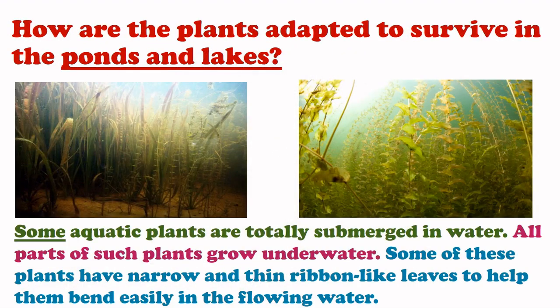How are the plants adapted to survive in the ponds and lakes? Some aquatic plants are totally submerged in water. All parts of such plants grow underwater. Some of these plants have narrow and thin ribbon-like leaves to help them bend easily in the flowing water.